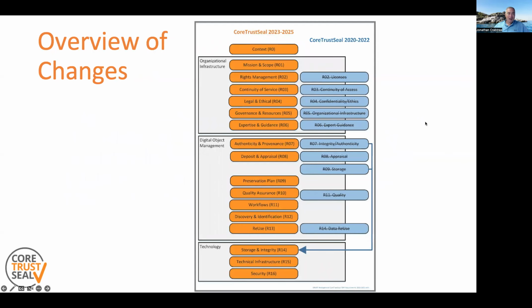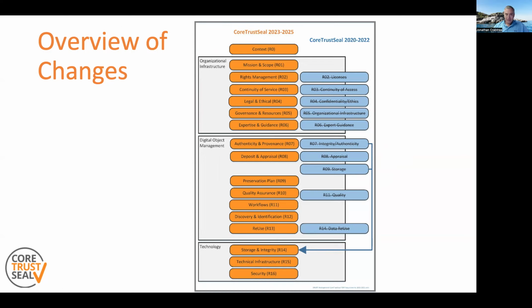So here's a graphical overview of some of the changes. We did have a few, as you can see, the blue side on the right here is the old requirements from 2020 to 2022. The new ones appear on the left in the orange, and you'll notice a few things. We have moved a few things around.